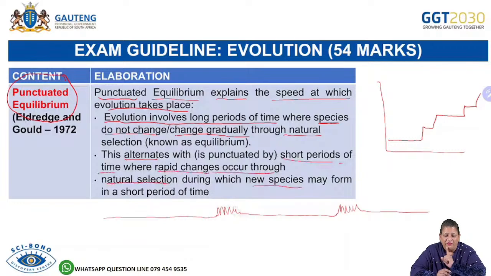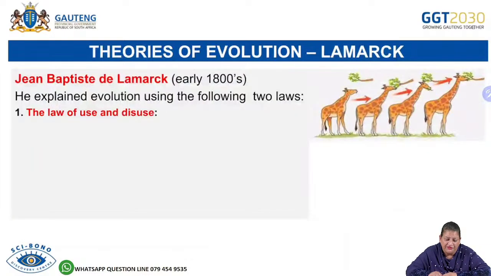But remember one very important thing about this definition, and many learners got this wrong last year. They cannot just say long periods of time where there are changes in a population followed by short periods of rapid changes. They have to include natural selection somewhere. So you can say long periods of time where there are no changes in a species due to natural selection, followed by rapid changes due to natural selection. Okay. So the words natural selection must be in your definition.